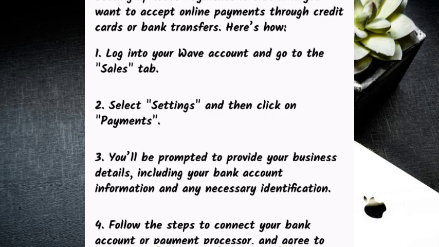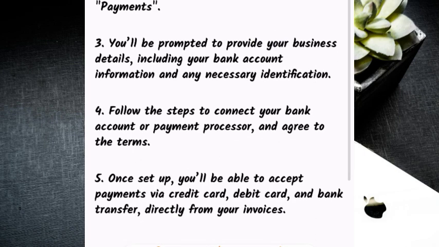First, what you've got to do is log into your Wave account, and then once you're logged in, go to the Sales tab. Now there, just select Settings and then click on Payments. Now you're going to be prompted to provide your business details, including your bank account information and any necessary identification. Next, just follow these steps to connect your bank account or payment processor and agree to the terms of service.